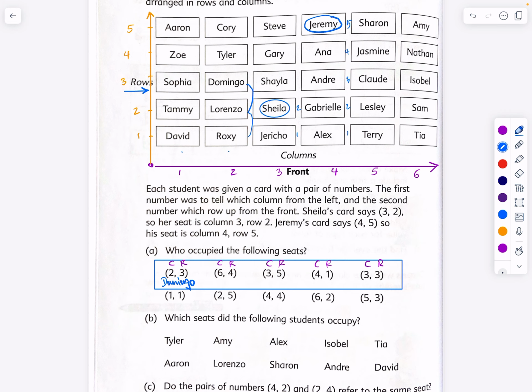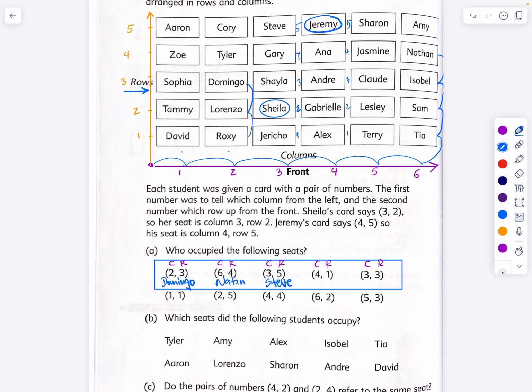Now 6, 4. So we travel all the way, let's say from 0 to 1 to 2 to 3 to 4 to 5 to 6. And now we have to go up 4. Okay, let's go up 1, 2, 3, 4. It is Nathan. This is Nathan's desk. Now 3, 5. Again, we go to the side, 3, and we go up 1, 2, 3, 4, and 5. And we find Steve's desk.